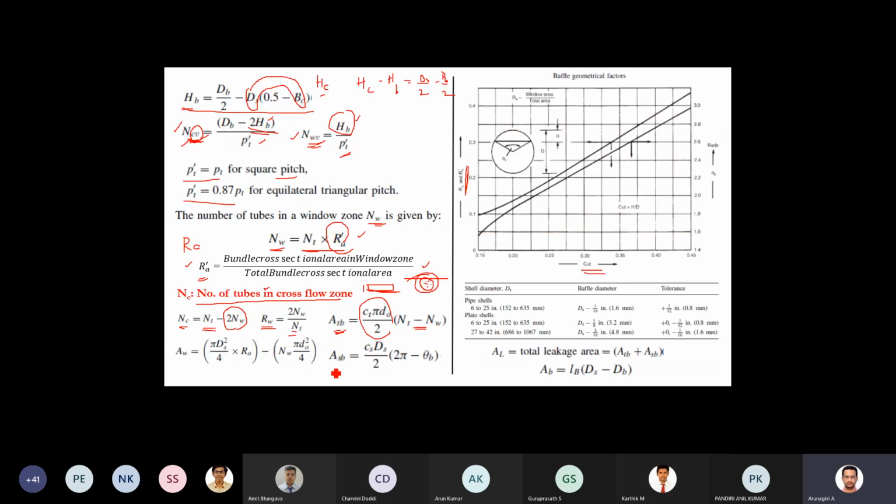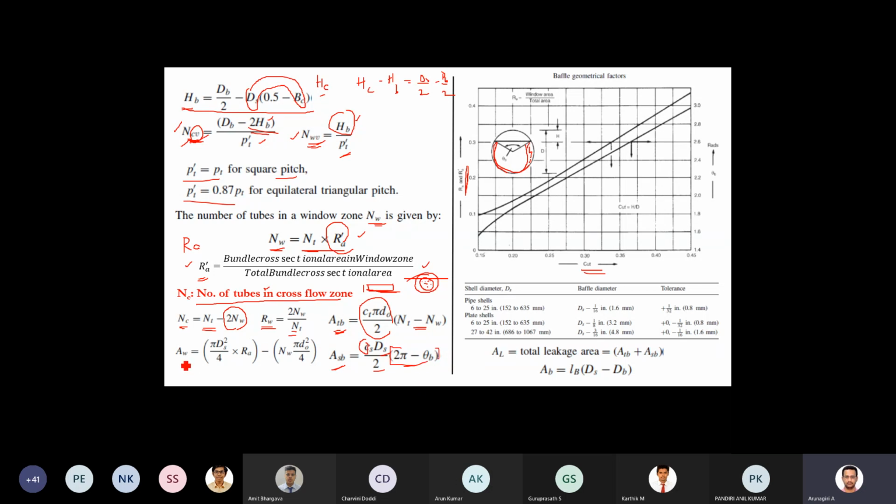So what you can do, you can calculate the ASB. ASB is cell to baffle. So similarly, you can calculate. This is the clearance, so Ds by 2 times 2 pi minus theta b, because you have to calculate this area like this. So this is the area that we have to calculate to account for this cell to baffle. So this is the clearance, cell to bundle. This Ds is the diameter of the cell by 2, that has to be corrected by 2 pi minus theta b.